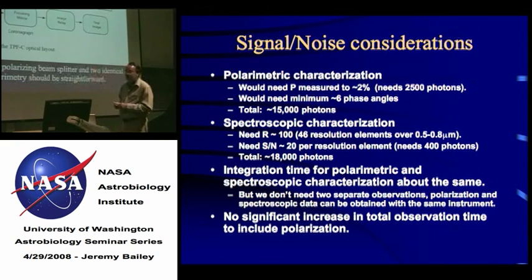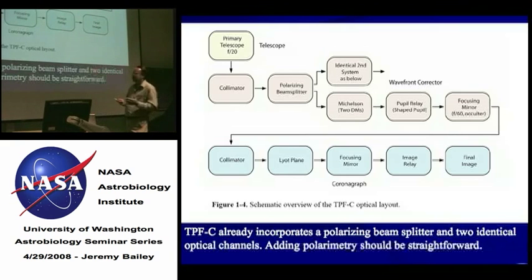And in fact, the designs for TPFC already include splitting the light into 2 different polarization channels. I believe this is done in order to allow the coronagraphic systems to work optimally, but it essentially means that it's already got built into it the main instrumental requirement for being able to do polarization.